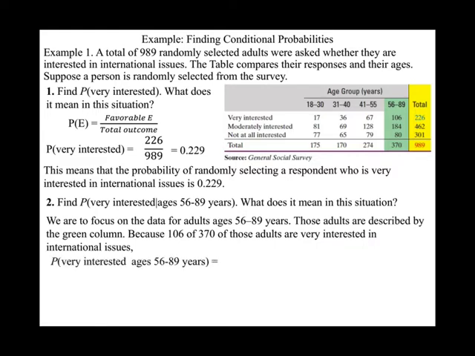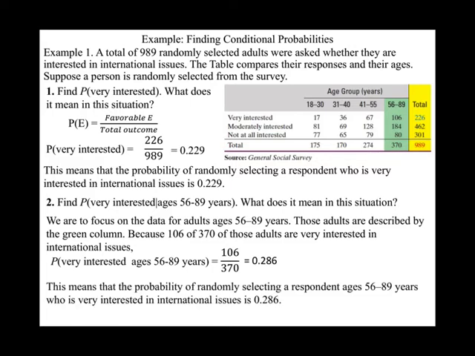So look at it, how many of them are very interested? We have 106 here, right? Very interested, and under the situation that they are in this age group. So it's going to be over 370. Use the calculator, it's going to be 0.286. And what does it mean? This means that the probability of randomly selecting a respondent aged 56 to 89 years who is very interested in international issues is 0.286.